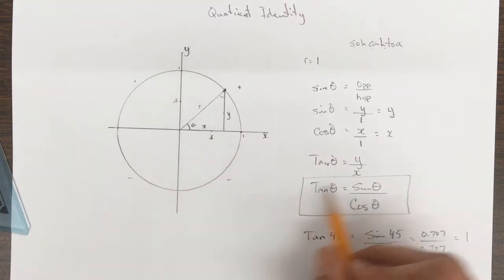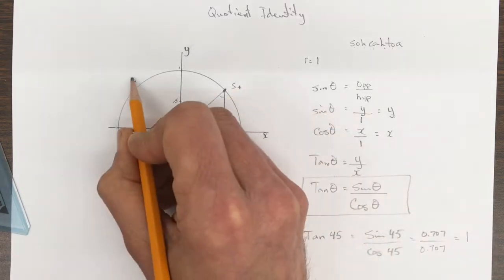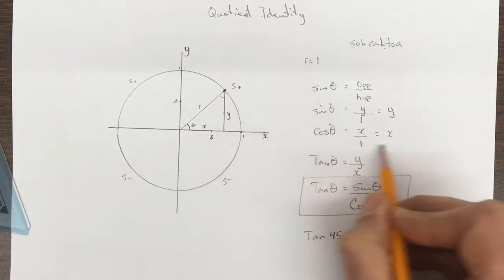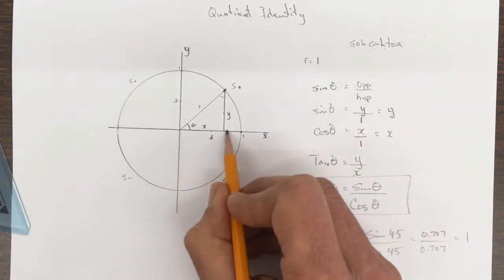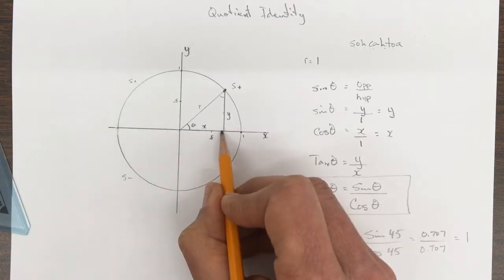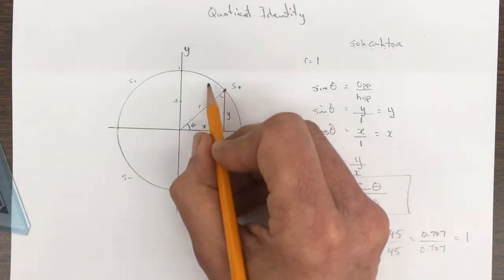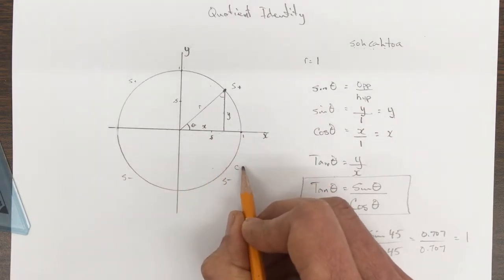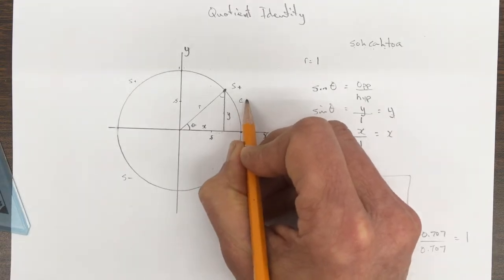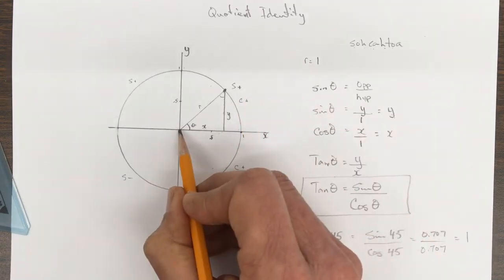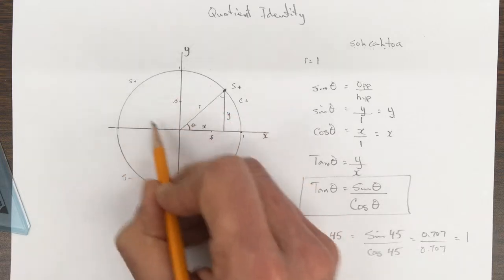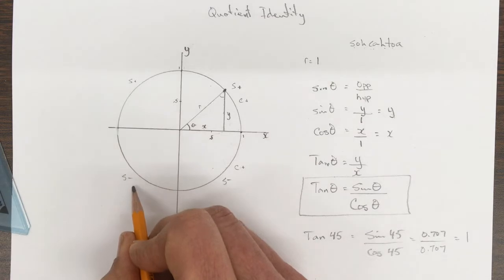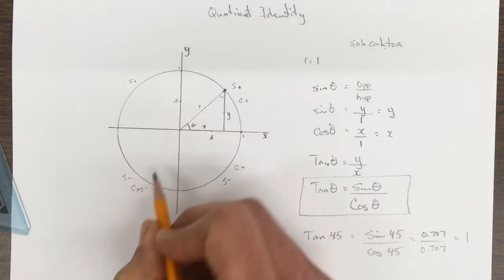Cos theta, if we look at this is sine. Sine is positive in those places. Cos theta is x. So the value of x over here is positive. So anything in this quadrant and this quadrant will be positive for cos. And anything in this quadrant or this quadrant, the x value is going to be negative. So cos is negative over here.